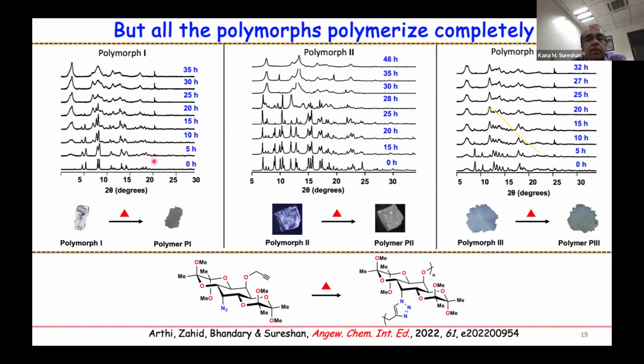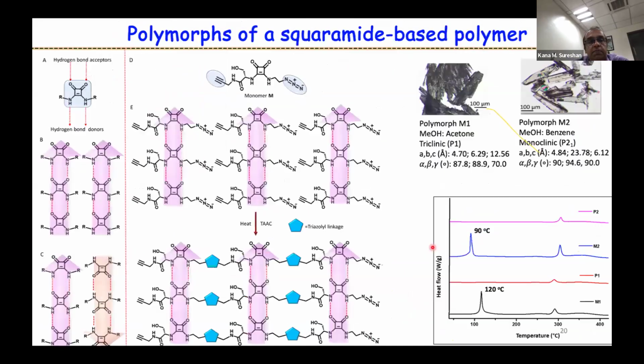These are the data showing, these are NMR data. This is powder XRD data, actually, sorry. Powder XRD data showing full polymerization. This takes different times. Actually, this was 35 hours, this is 48 hours, this is 32 hours. All of them react to 100% actually.